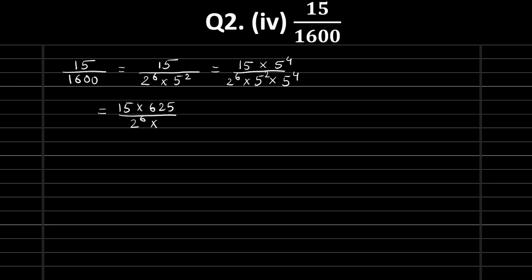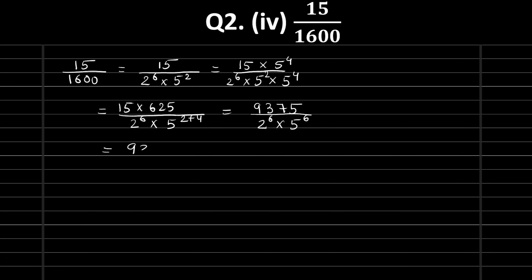And here we can see 2 raised to 6 into 5 raised to 2 into 5 raised to 4. Bases are same, exponents are different. So we will do what? We will add the exponents. 5 raised to 2 plus 4. Which is going to give us 15 into 625 equal to 9375. And in the denominator we will have 2 raised to 6 into 5 raised to 6.